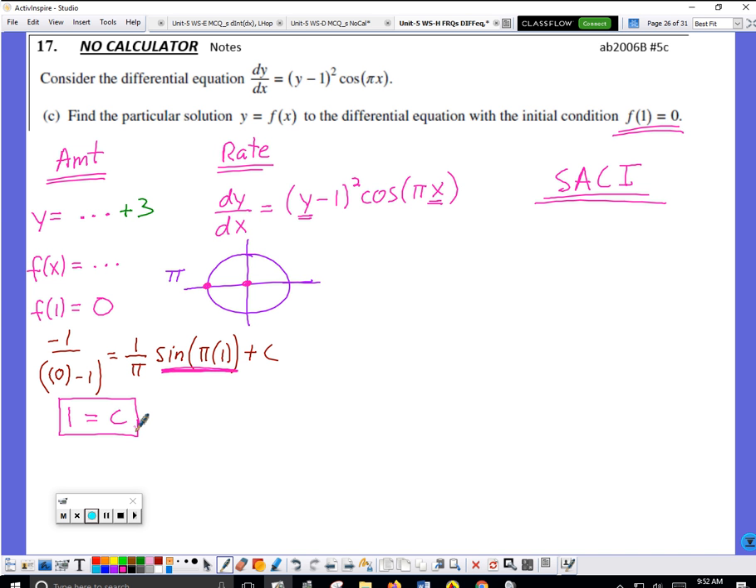Questions? Is that all we're finding? No, remember the big picture was, they said consider the differential equation, and they said find the solution y, or f of x, to the differential equation with this initial condition. So our ultimate goal is to end up with y equals something, but along the way we did have to find c. So we're not finished, but we're close. Which is sine of pi is 0. And then 0 times 1 over pi is 0. Points for Sage.